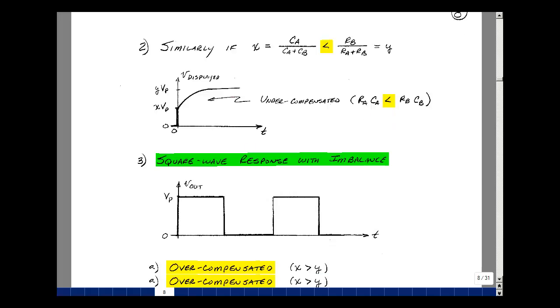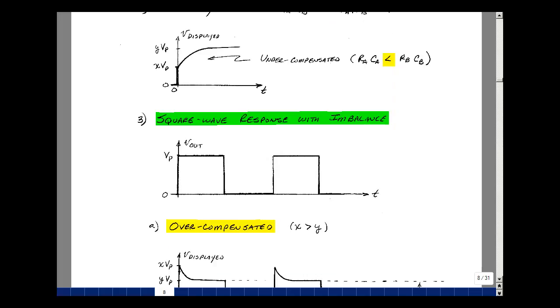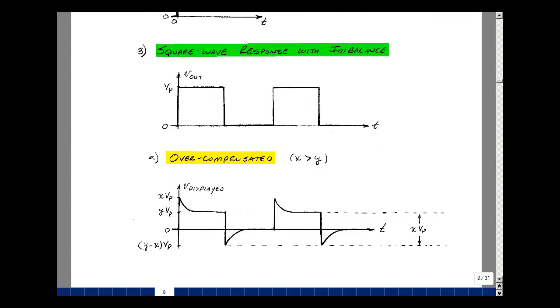So if you're given a square wave as an input and you have an imbalanced probe, if you have the overcompensated case, we saw that you go from 0 to X times V sub P and then eventually to Y times V sub P, which is equal to our 1/10 divider. Now, we analyzed this side of the square wave, which had a positive slope. Now, if we analyze this side, we have the same results, but we have a negative slope. So we'll get the same result, just an opposite sign.